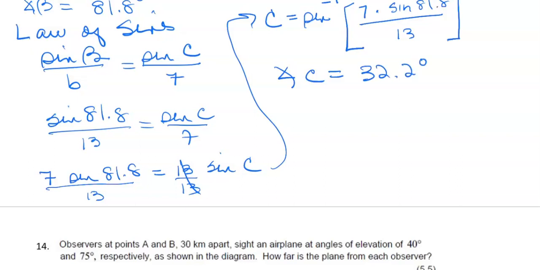Okay, so now at this point, I have angle B and I have angle C. I know in every triangle that's ever been created, there's 180 degrees. So say 180 minus 32.2 minus 81.8, and you'll get angle A, which we had not yet solved for. So 180 minus 32.2 minus 81.8, and that's going to equal exactly 66 degrees. So this is angle A. Those are my three angles.